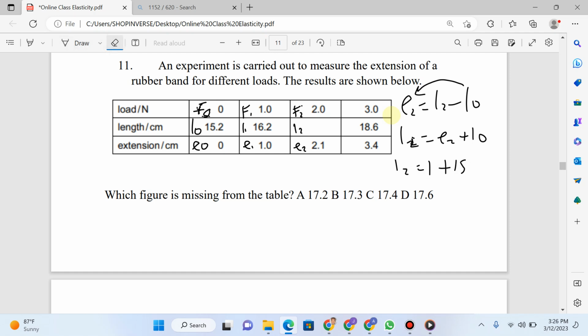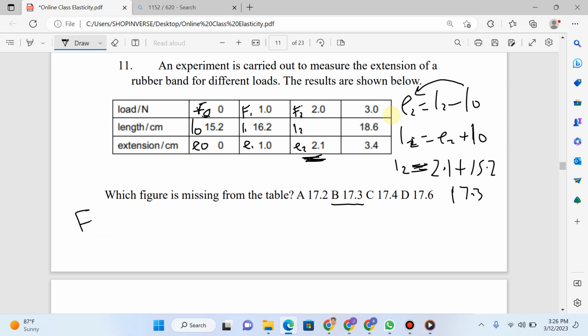E2 is not 1.0. L2 equals E2 plus L0. What's our E2? Our E2 is the value of extension here, which is 2.1. What's our L0? L0 is 15.2. If you add them together, you get 17.3 centimeters. That will be your L2. So we shade option B.